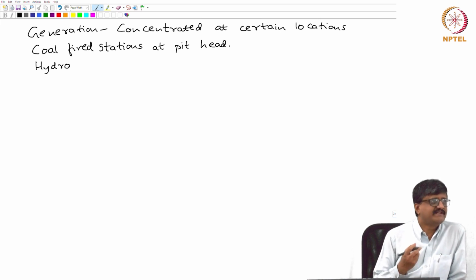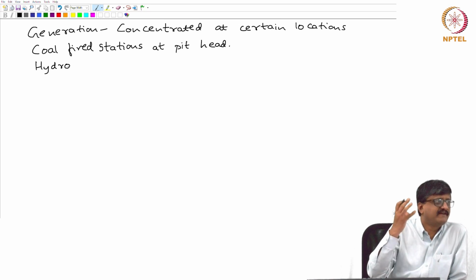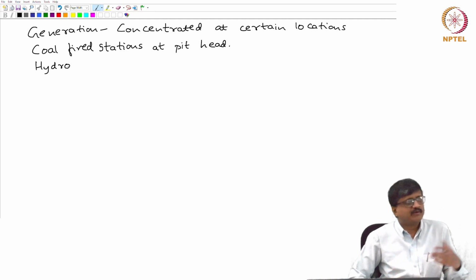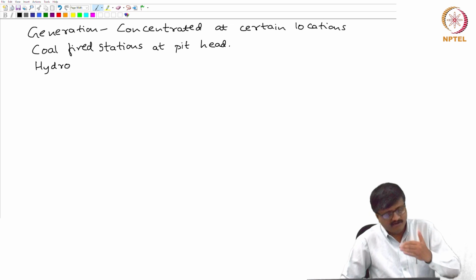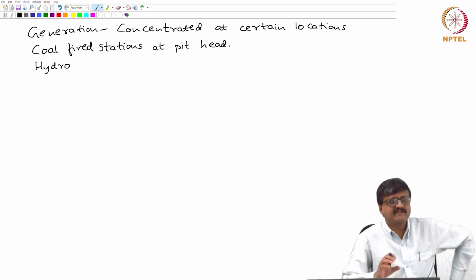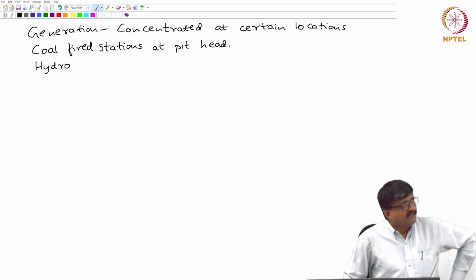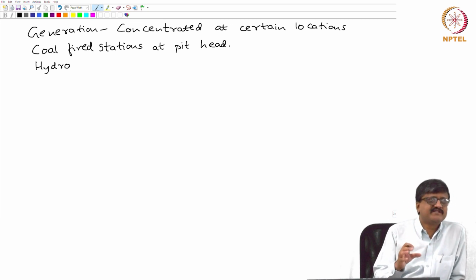Hydro energy is in the form of potential energy of water. Water at a certain height is carrying energy. You allow the water to fall down due to gravity, and the potential energy is converted to kinetic energy, which in turn is converted to rotation and hence finally electrical energy. So there is no choice for the location as far as hydro is concerned. You have to locate the hydro station only at the place where it's available.